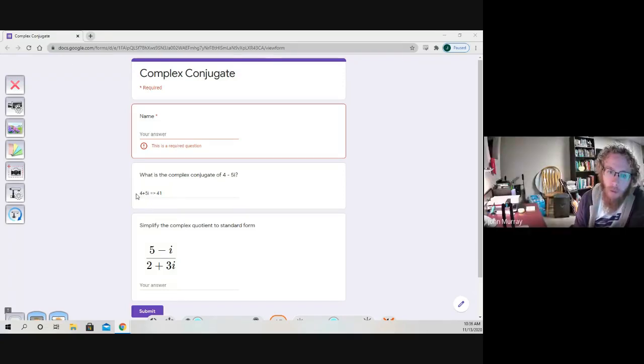So again, for the first one, the complex conjugate was 4 plus 5i. If you multiplied the two together and you FOILed, you would get 41. Your middle terms would cancel out. 4 times 4 is 16. You would get negative 25i squared, which would change to positive 25. 16 plus 25 is 41.